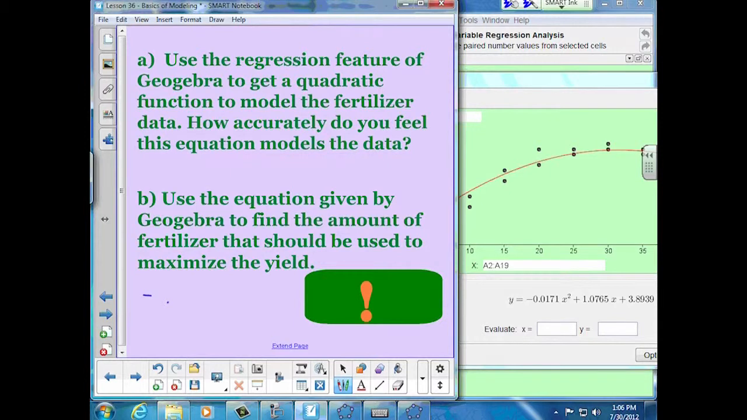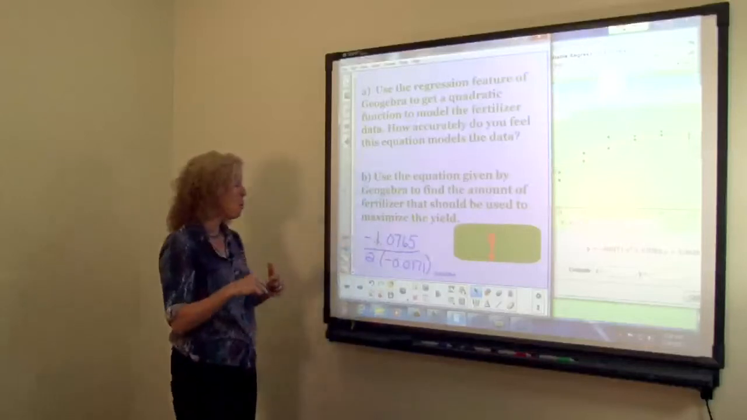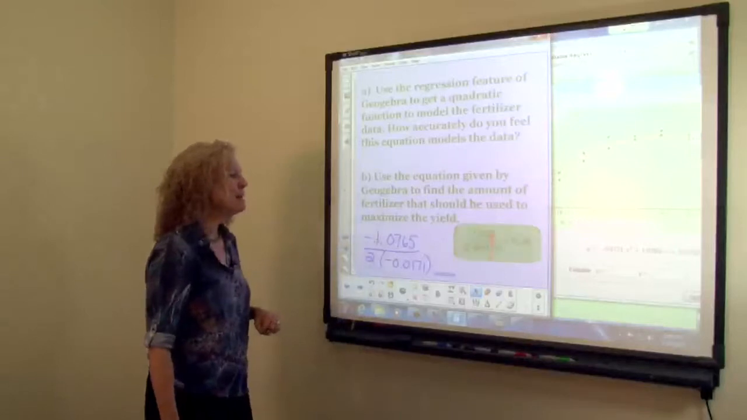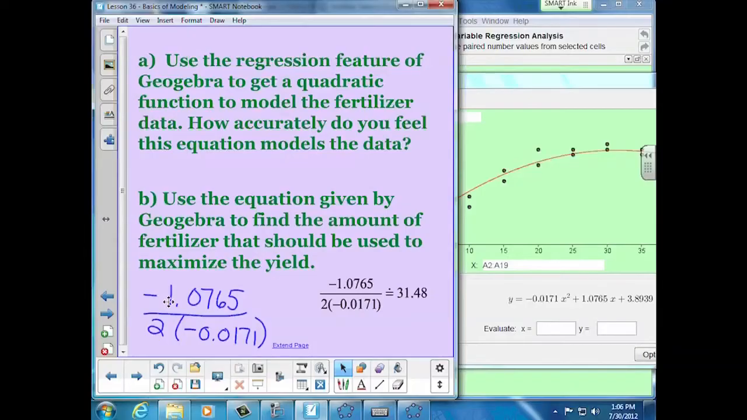So I say negative 1.0765. That's the b value, okay? Negative b over 2 times a, divided by 2 times negative 0.0171. That will give me the x-coordinate of my vertex. I didn't want to do that in my head, so it ends up being 31.48.